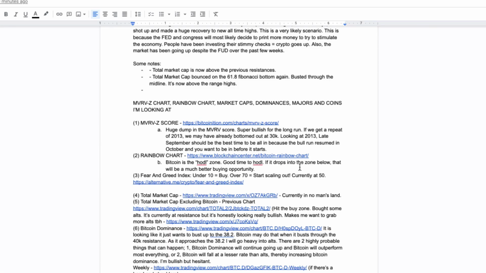Huge dump in the MVRV score. Super bullish for the long run. If we get a repeat of 2013, we may have already bottomed out at 30K. Looking at 2013, late September should be the best time to be all in because the bull run resumed in October and you want to be in before it starts. So that's what I was saying.